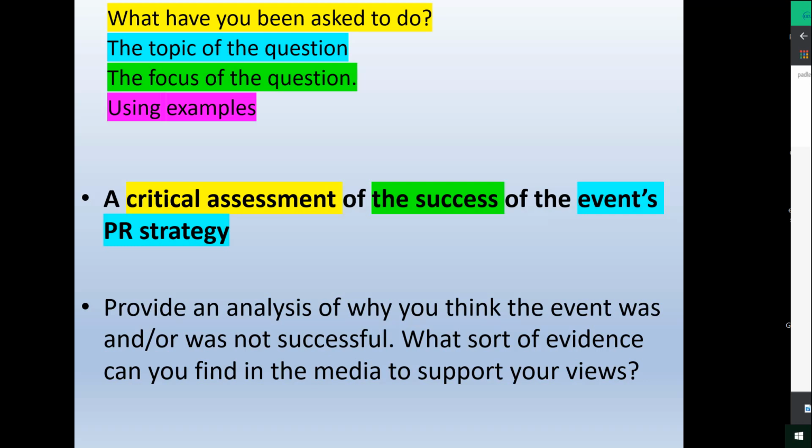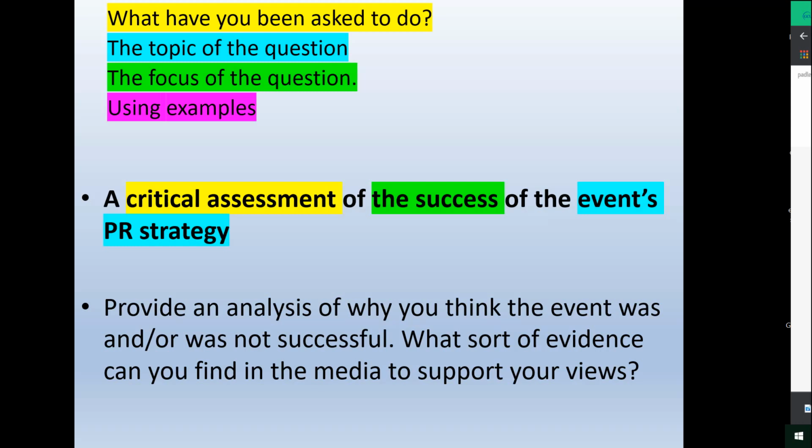So obviously, if we just go through, it's a critical assessment. We've talked about, although it says critical assessment, it's the same as all the others. It's looking for giving something a score out of 10 using words. The general topic of the question is an event's PR strategy, so you've got to look at and identify a company's PR strategy. But the focus of the question is the success. So how successful was it? Basically on a scale of 1 to 10, and justify what you're saying.